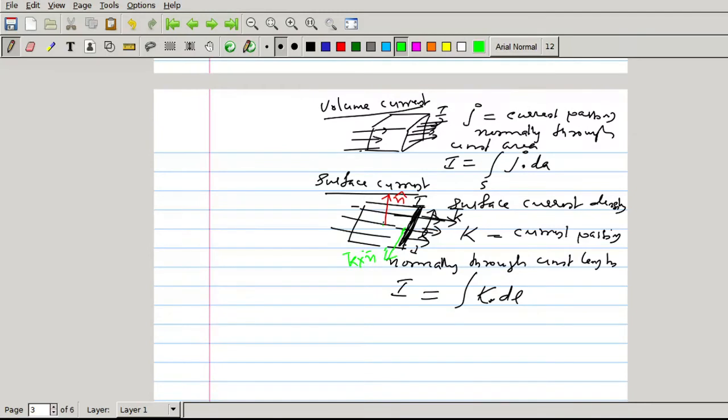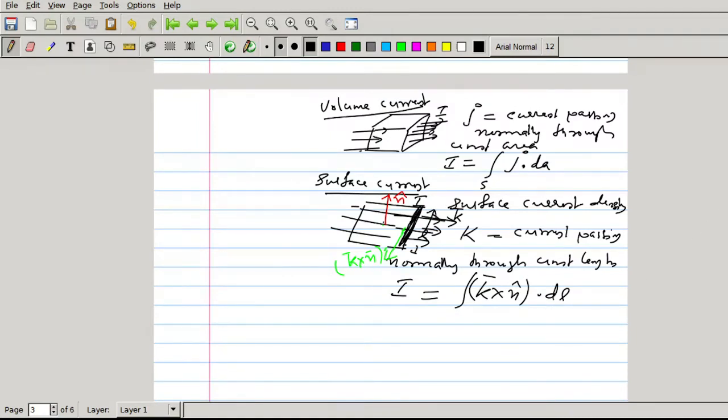When you take the product of K cross N with L, this will be K cross N dot L. So we are multiplying by L. That means if K is the current density, then in vector form we can write this as the integral of K cross N dot dl.